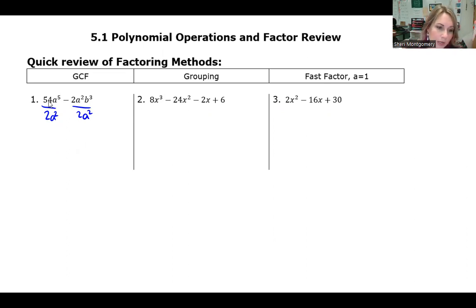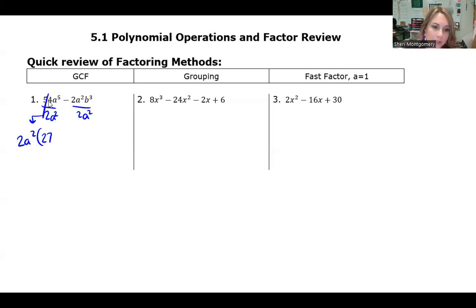Anytime you pull out a GCF, you have to rewrite it out in front. It does not go away. It's still part of the problem. And then you evaluate each piece. So we have 54 divided by 2. What is that? 50 divided by 2 is what? 25. And then we have 4 divided by 2, which is 2. So we would have 25 and 2, so 27.